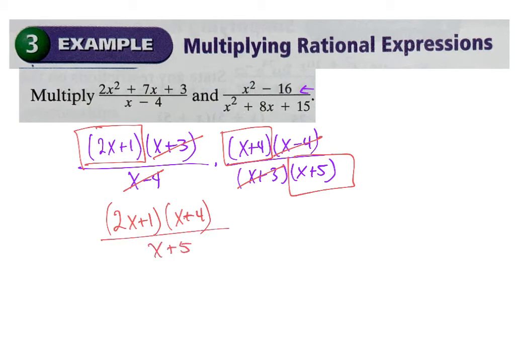Now, they have to cancel, so they foil it. I do not make you foil these. You may leave them in factored form. The reason I don't make you foil them is that as you go along, if you were to have to use this, it's often easier to use it in this form. So I don't make you actually go through and foil it.